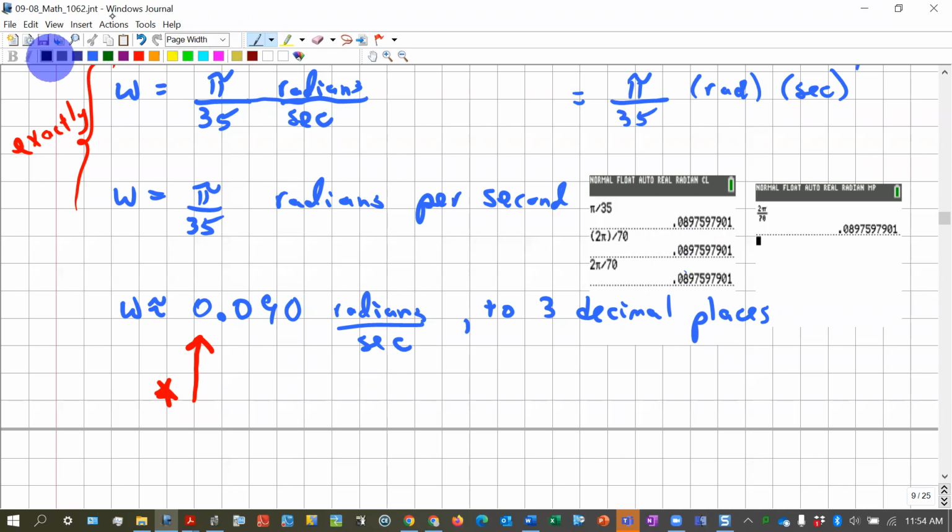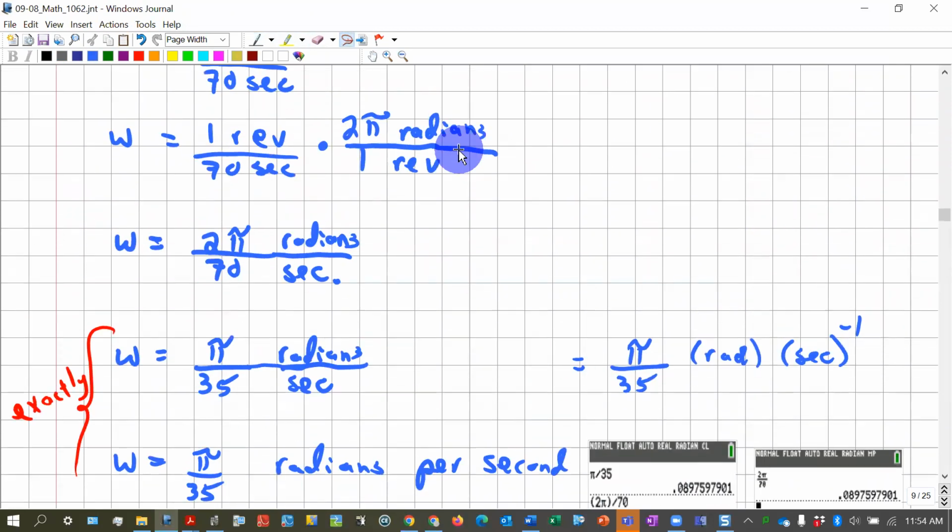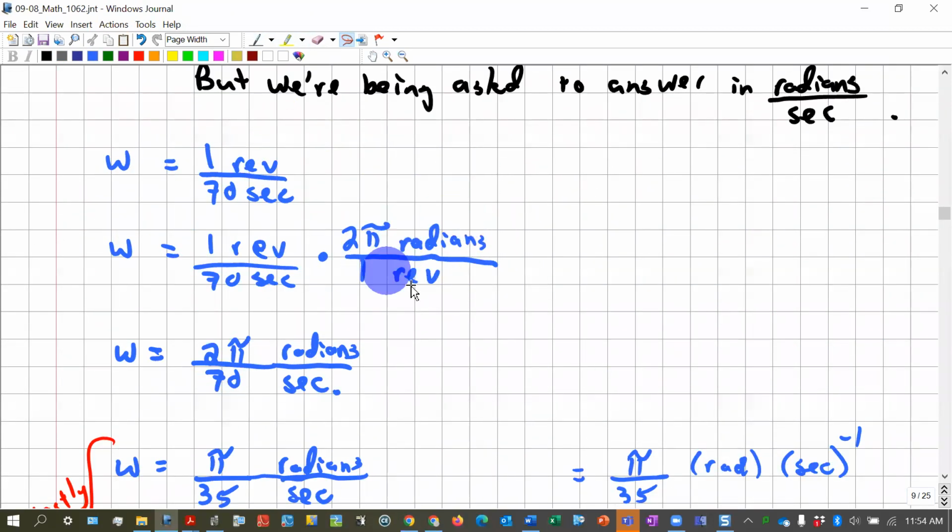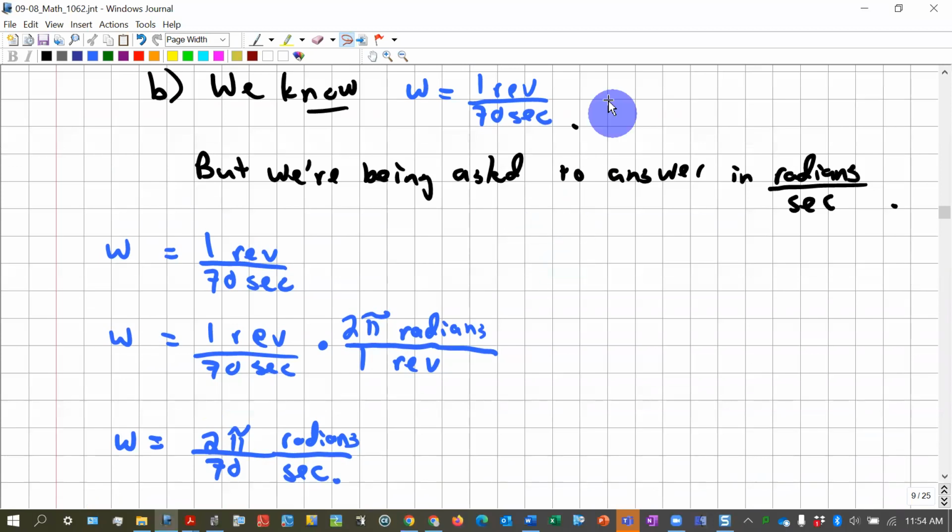Okay, so that part of the question was not as difficult. There was just one unit conversion we had to do. We were told the angular speed essentially, but then we just had to convert units from revolutions per second to radians per second by remembering that in every one spin, in every one rotation, in every one revolution, the point on the circle moves through an angle of 2 pi radians.